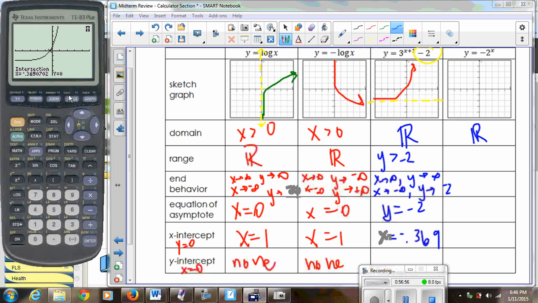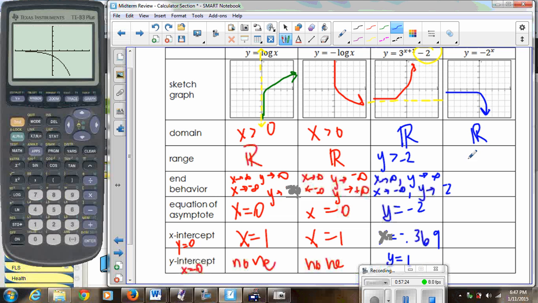And I can do that right here on my graph, going to value, plug in 0, and I get the y-intercept is at 1. And then lastly, we've got y equals, notice that there's not a parentheses around the -2. So it's going to look like this.